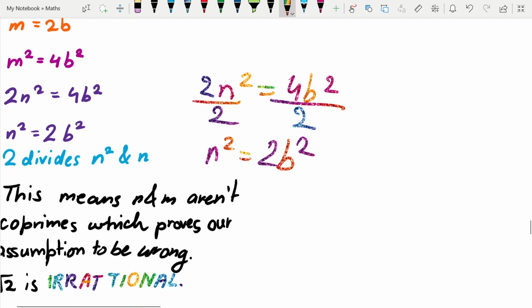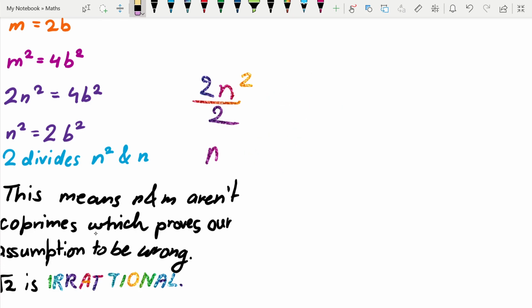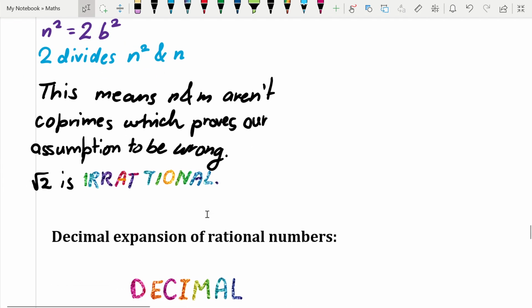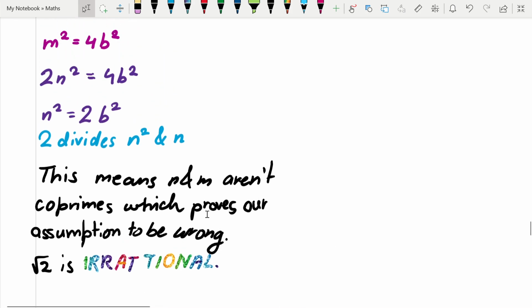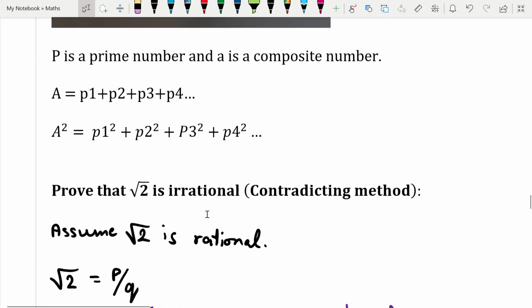So 2 divides n square and n, as we can see, because it is a factor over here. If this was n, it would work as well because we just learned about it. So this means that n and m aren't coprimes, which proves our assumption to be wrong. Root 2 is irrational. Alright?